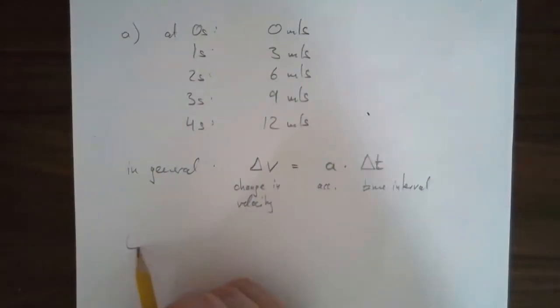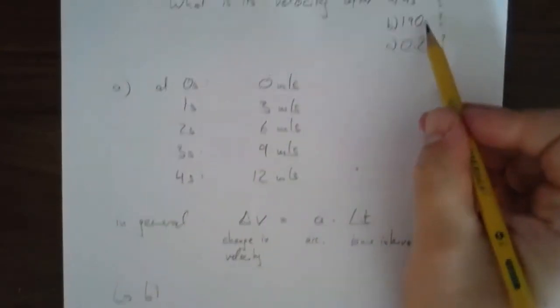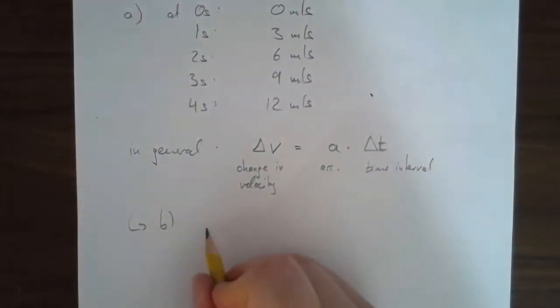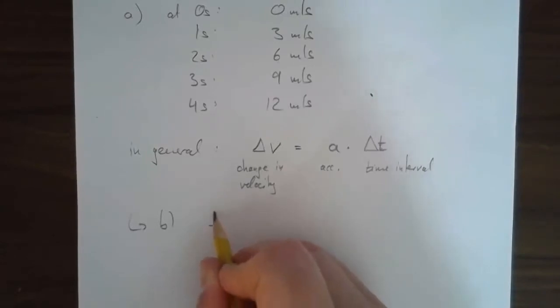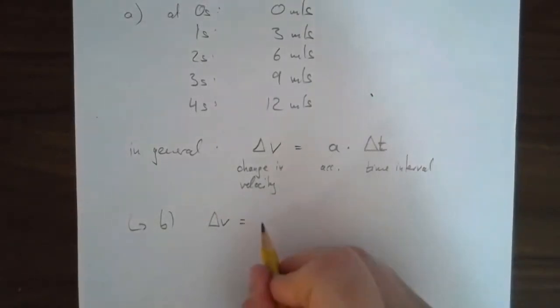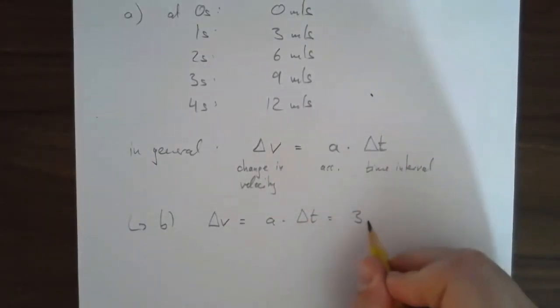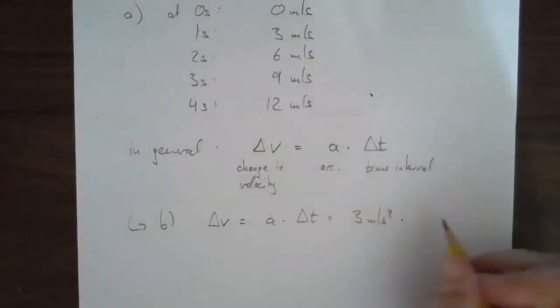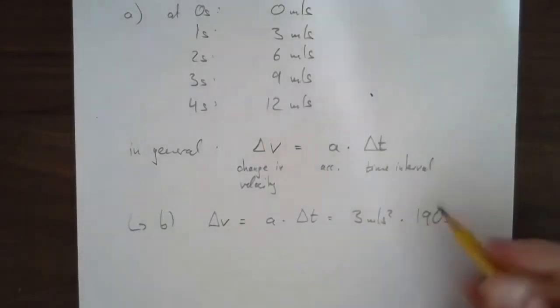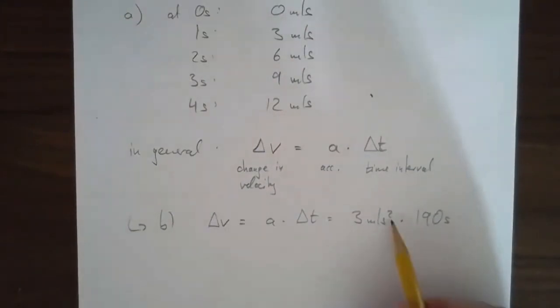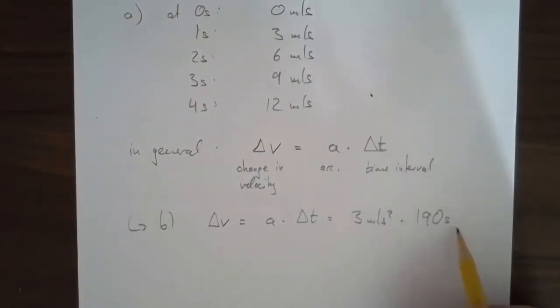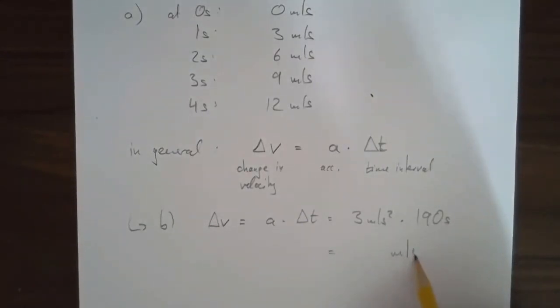So now we can solve B. B asked us for 190 seconds. So that means the delta V, the change in the velocity, is going to be A times delta T, like we just said, which in this case is 3 meters per second squared, times 190 seconds, because that's what the question asked us about. You can tell the units, I divide by second squared, I multiply by second, that leaves me with meters per second. So the units work out, and then 3 times 190 comes to 570.